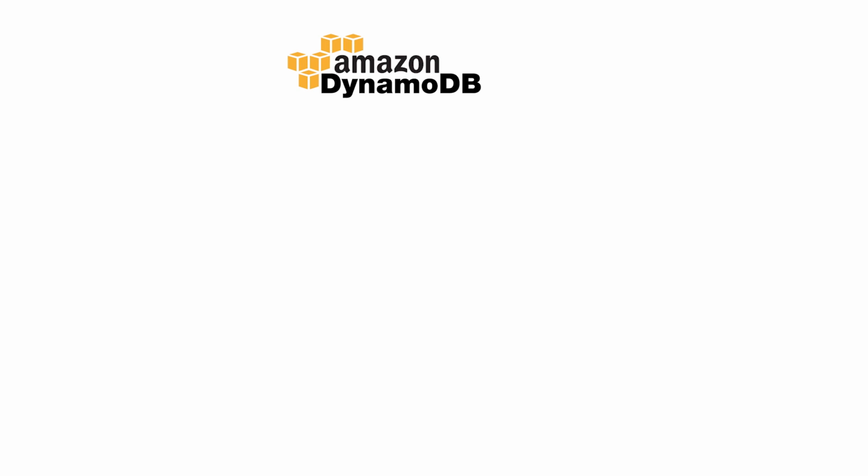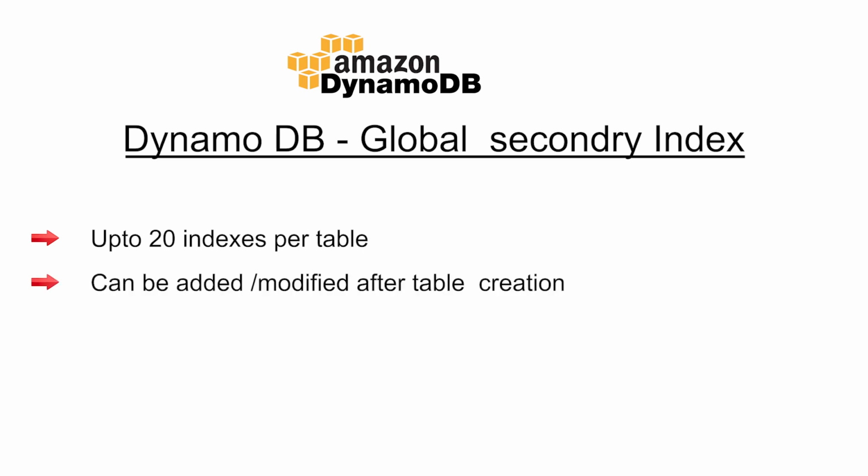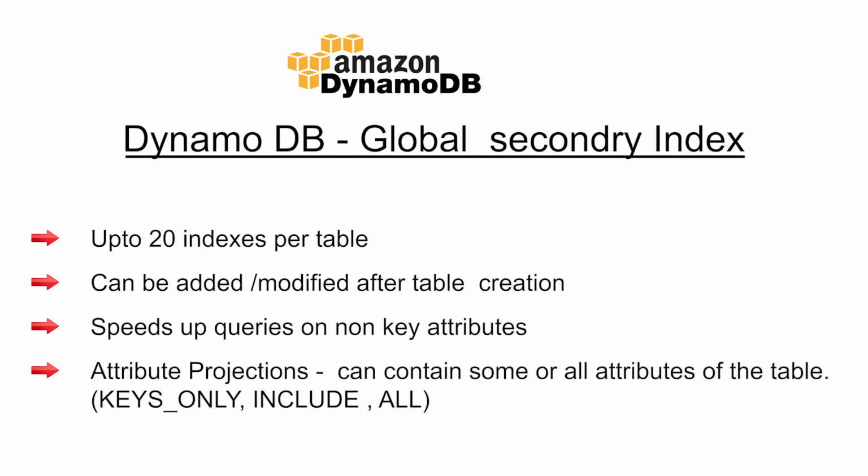In case we want to search data by the non-key attributes, we can use DynamoDB global secondary index. 20 indexes are supported per table and they can be easily added and modified after table creation. Global secondary index speeds up query on the non-key attributes and also supports attribute projections.